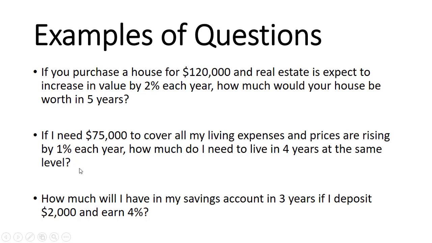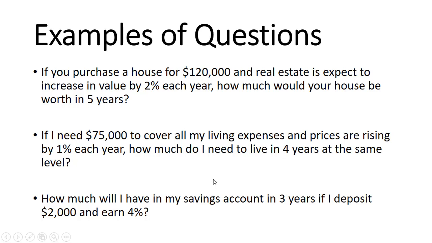Second one, if I need $75,000 to cover all my living expenses and prices are rising by 1% each year, how much do I need to live in 4 years at the same level? So I still want to live at my $75,000 lifestyle, but prices are increasing by 1% each year. So how much do I need to have? So it has our rate, the rate isn't changing, and our periods, and our one lump.